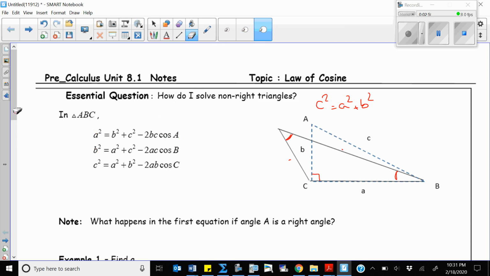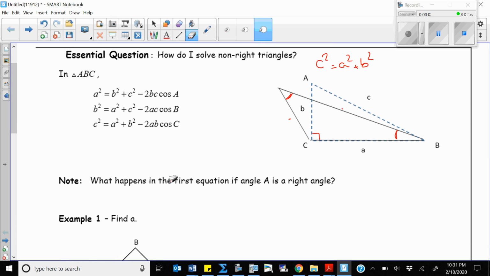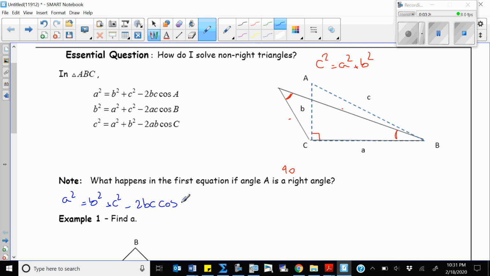Okay, now let's answer this question. What happens in the first equation if angle A is a right angle? That means it's equal to 90. Let's see what happens in the first formula. I have a squared equals b squared plus c squared minus 2bc cosine of 90, because angle A is 90 here. What is cosine of 90? On the unit circle, we know that angle 90 is here, the coordinates are (0, 1), and the x value is always cosine. So cosine of 90 is 0.